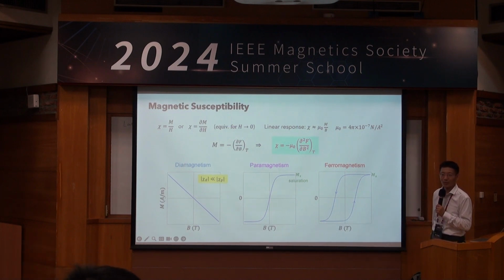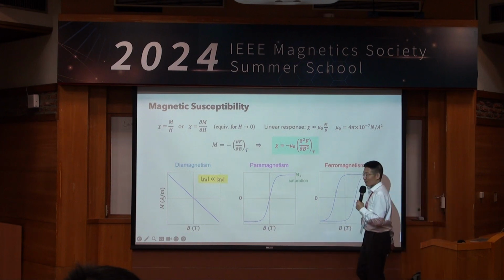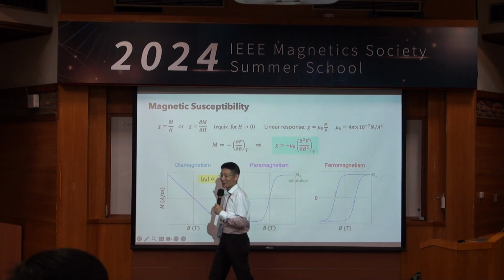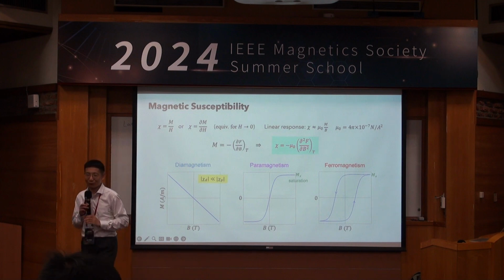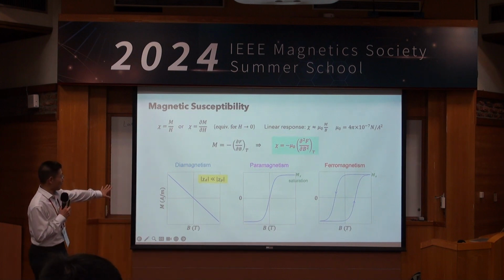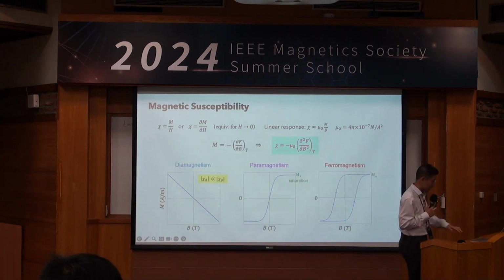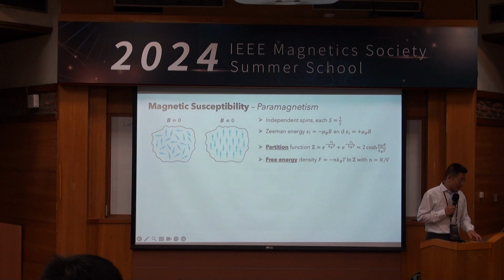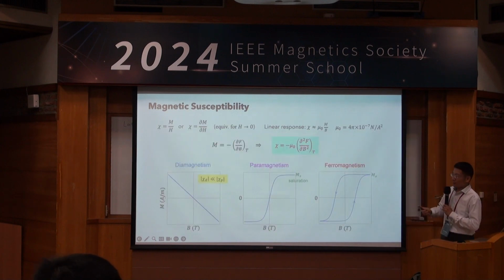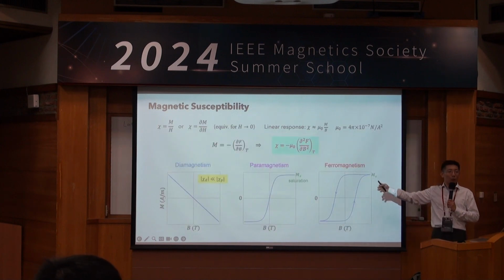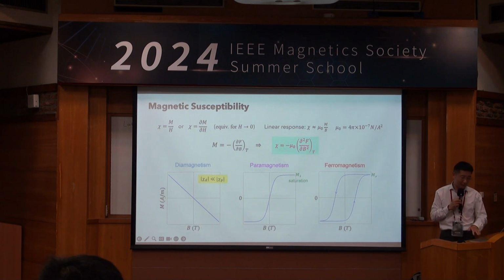But whenever there's a rule, there's an exception. I'm not going to talk about the exception, but for typical cases, diamagnetism has a much smaller value than the paramagnetic susceptibility. All right. So this is just a phenomenological picture of what magnetic susceptibility is.